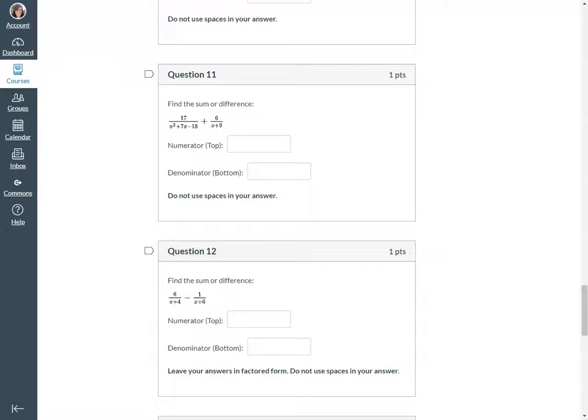Okay, was this a type in one? It was. So my numerator is 6x plus 5. And my denominator is, I'm going to leave it in parentheses. It is x plus 9 times x plus 2. Or minus 2, my bad.